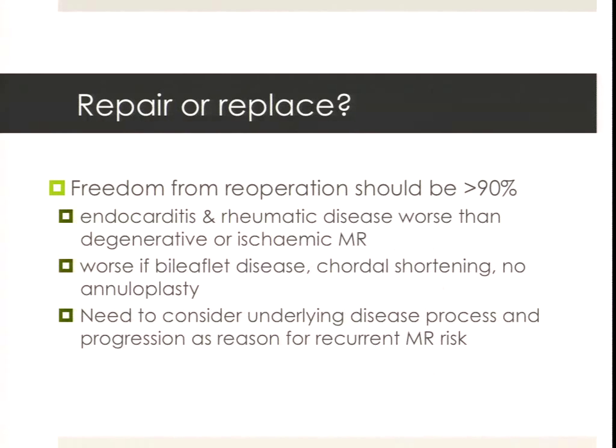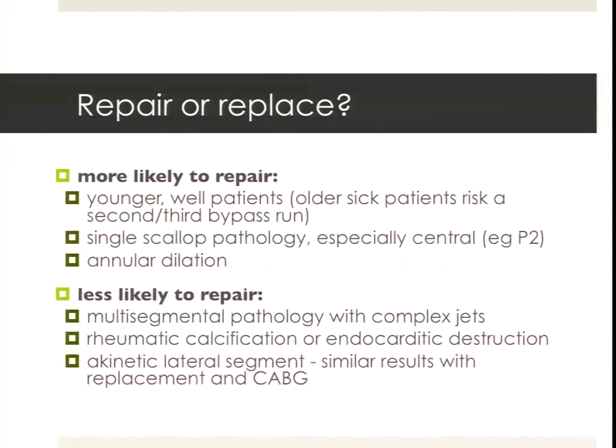And as it's been outlined all through today, as far as I can tell, you need to understand the underlying disease process and the progression of that, because that will change the risk of MR that's underlying. If you don't address the ventricular problem with ischemic MR, you're probably just going to end up with recurrent MR. So, on one side, we're more likely to repair if they're younger and well. Can they have, if the first repair doesn't work, a second bypass run, essentially? Can they have a third bypass run if that doesn't repair?